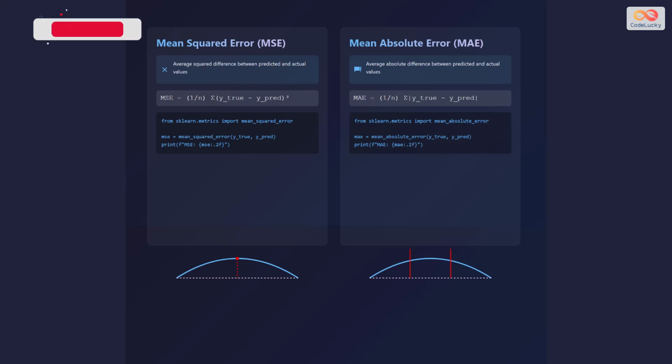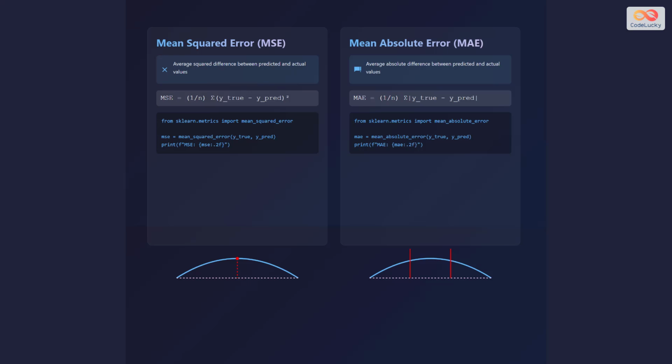Now consider this Python code example. From scikit-learn metrics, import mean squared error. Then, calculate MSE using the mean squared error function with y_true and y_predicted as arguments. Finally, print the MSE formatted to 2 decimal places.